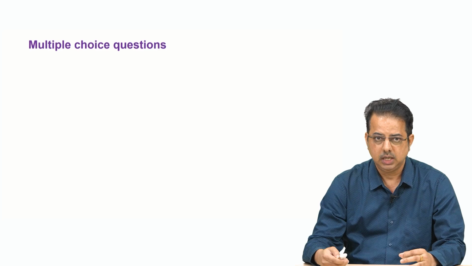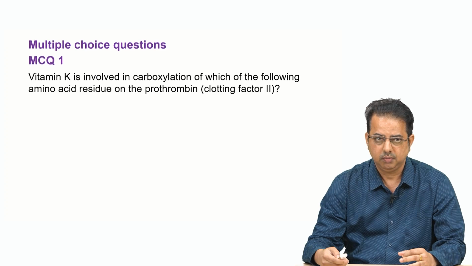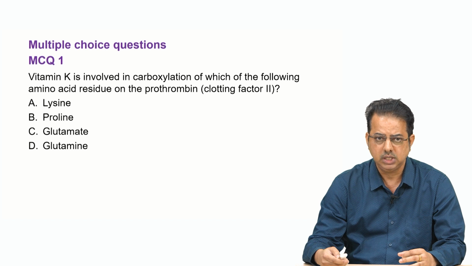Now, we shall take up some MCQ questions to discuss these two topics. Here is the first MCQ. Vitamin K is involved in carboxylation of which of the following amino acid residues on the prothrombin? Options are A. Lysine, B. Proline, C. Glutamate, D. Glutamine. As we know, it is glutamate which undergoes gamma carboxylation on the clotting factors. So, the correct answer is C, glutamate.